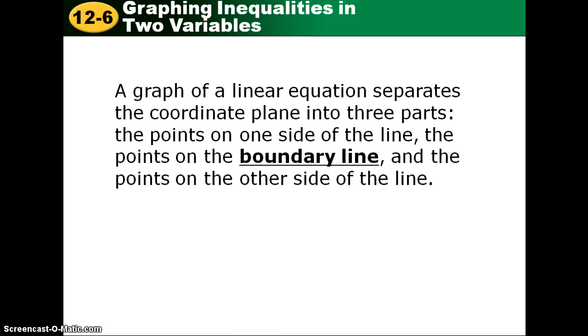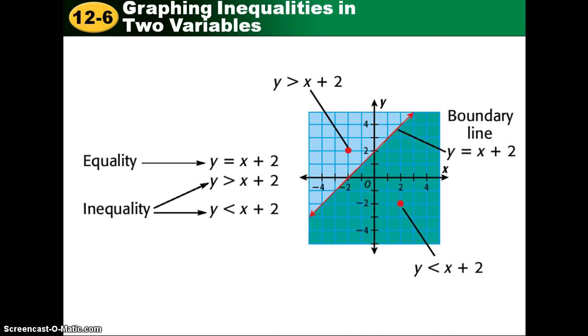A graph of a linear equation separates the coordinate plane into three parts: the points on one side of the line, the points on the boundary line, and the points on the other side of the line. Here's a visual of that. The boundary line is the red line. Then you have the lighter blue, which would be the points that are greater, and the teal color, which are the points that are less than the line. So if your equation was y equals x plus 2, that would be your boundary line. Anything above the line would be greater than x plus 2. Anything below the line would be less than x plus 2.